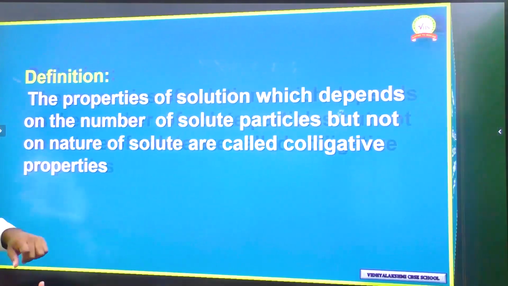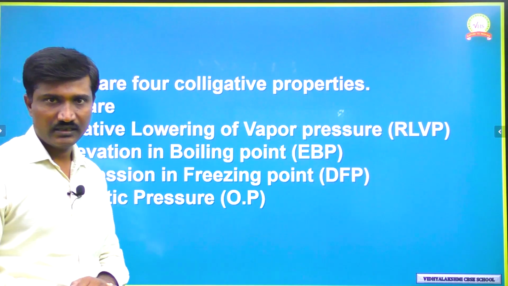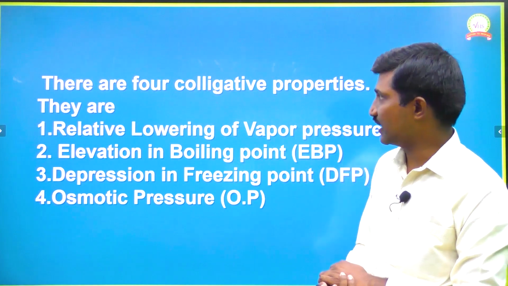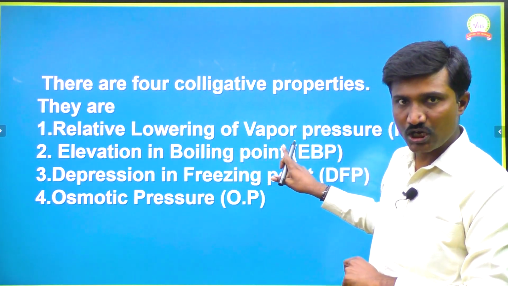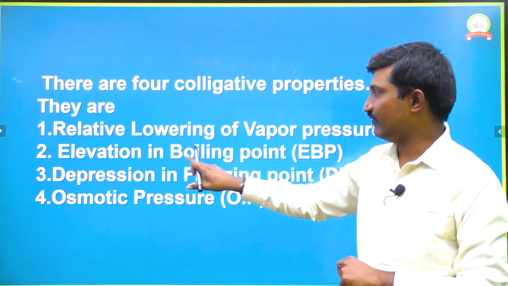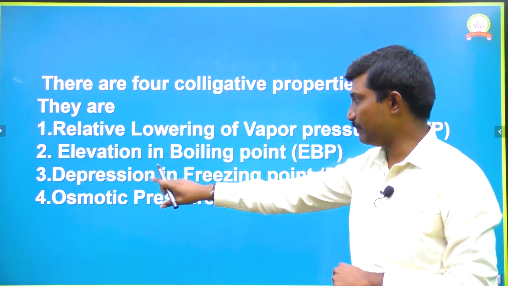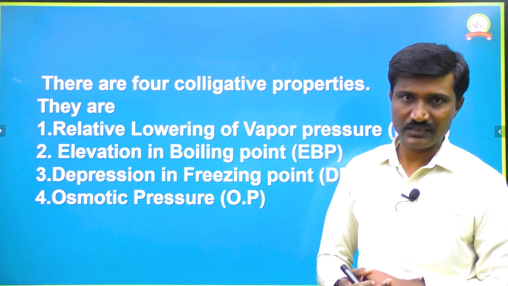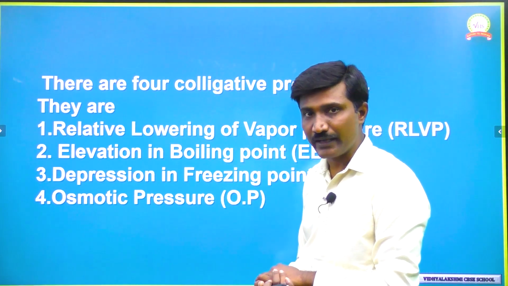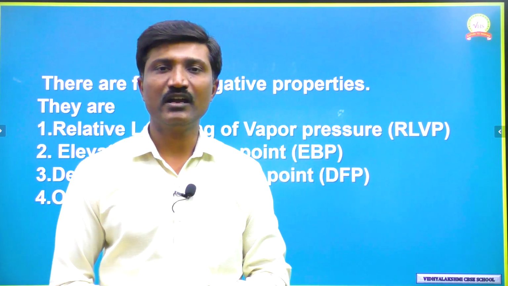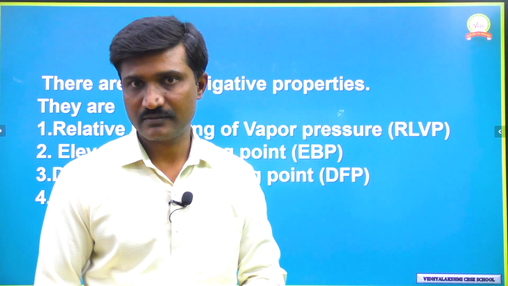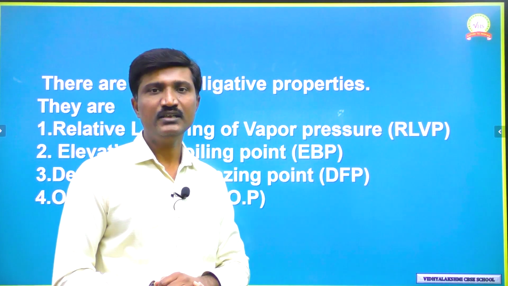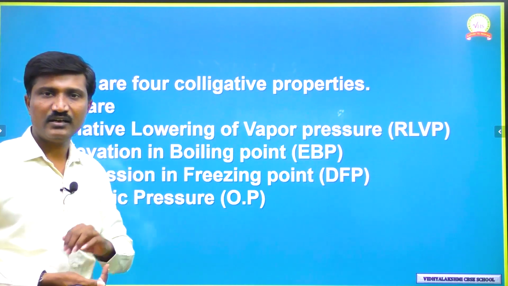Right, now let us see how many colligative properties there are. There are 4 colligative properties. What are they? Relative lowering of vapor pressure, elevation in boiling point, depression in freezing point, and osmotic pressure. These 4 colligative properties depend only on the number of solute particles but not on the nature of the solute. Okay, so let us discuss each one by one.